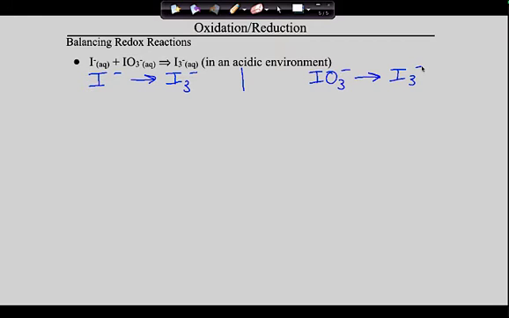So now we dig into this process. First thing we need to do is balance all of the elements other than oxygen. In this left side half reaction, we've got 1 iodine on the left and 3 on the right. So we need to go 3 I minus yields I3 minus. Now you'll notice that similarly here, we've got 1 and 3 iodines. So we've got 3 IO3 minus yields I3 minus.